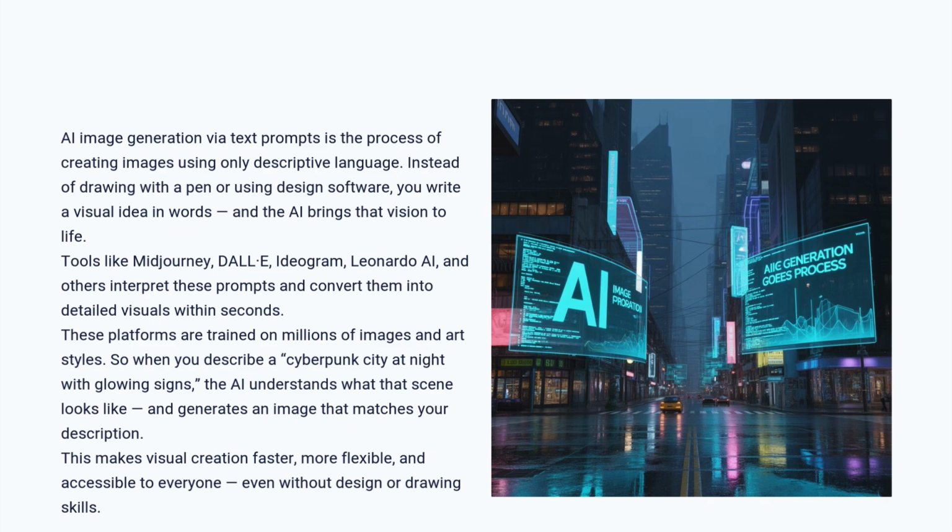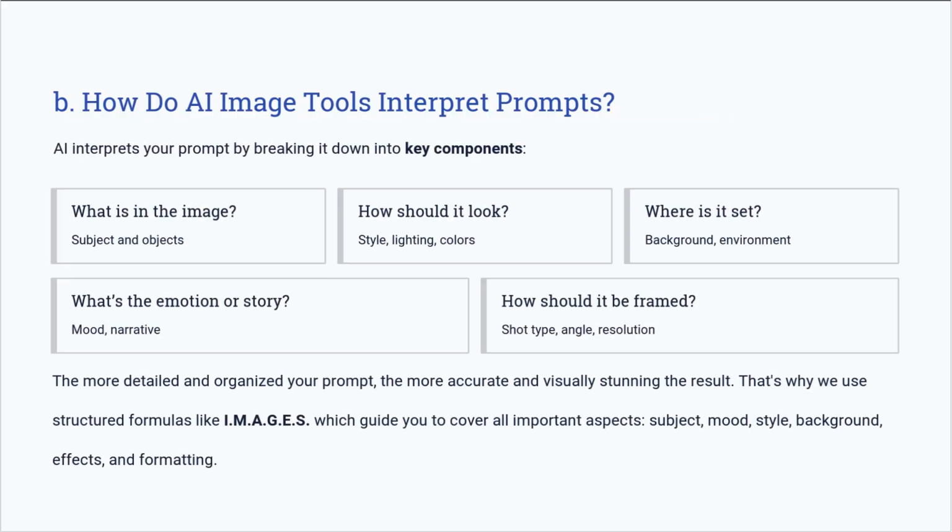Pretty cool, right? So, how does the AI actually understand your prompt? Well, it breaks it down into key parts. First, it looks at what's in the image, like the main subject, any objects, or characters. Then, it checks how it should look. That includes the art style, lighting, and color scheme. Next, it figures out where the image is set, the background, the environment, and even the weather.